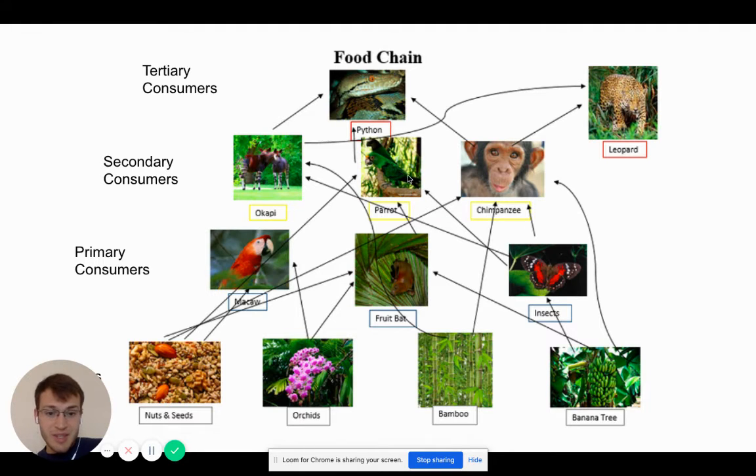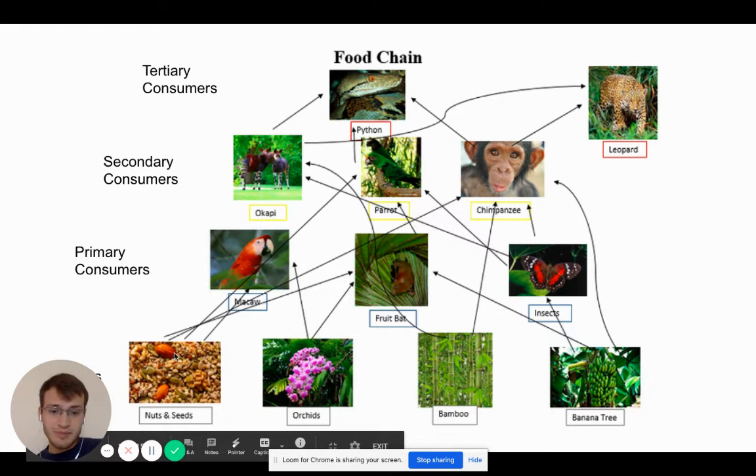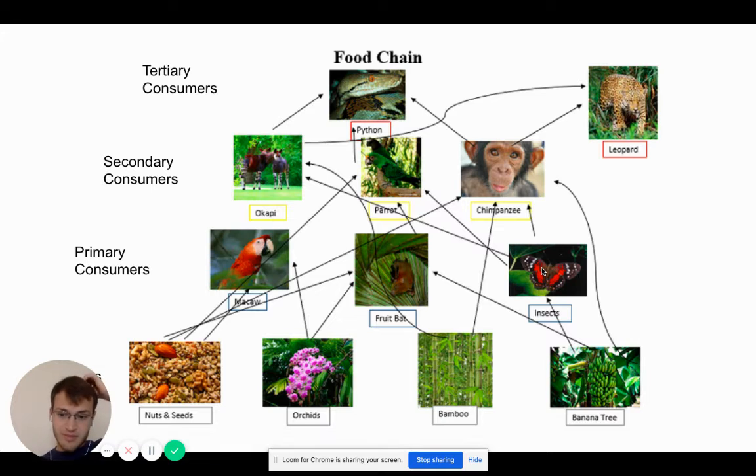The second omnivore is the parrot, which also eats insects and fruit bats. So those are both animals. And the parrot also eats, where's this arrow coming from? Nuts and seeds. And then the last omnivore is the chimpanzee, which eats nuts and seeds and bamboo and insects. And insects are animals, so this makes the chimpanzee an omnivore.